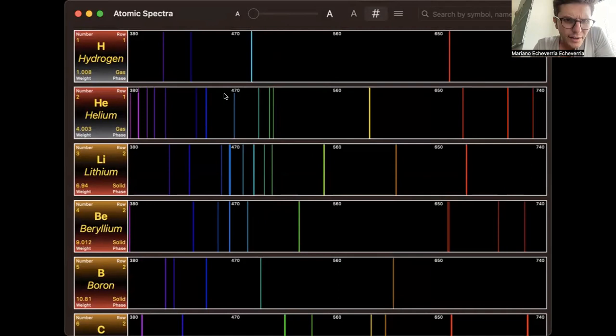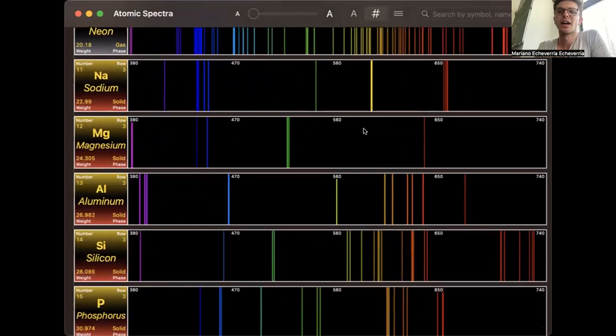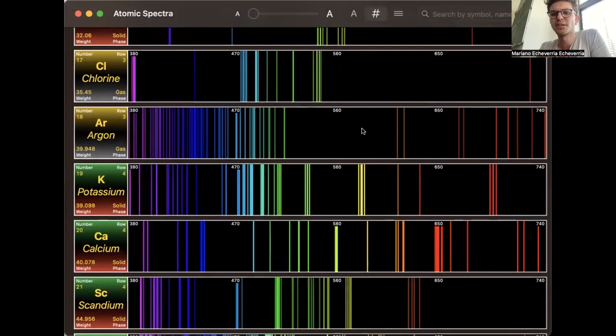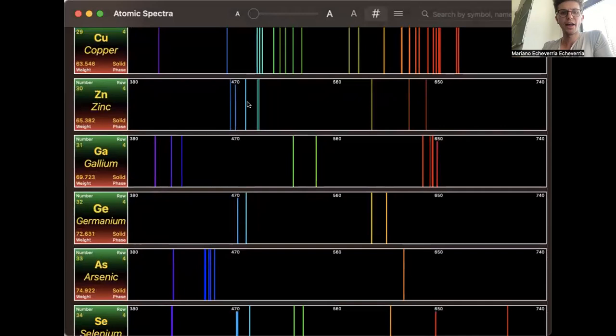I don't know if you can see the lines too clearly, but this is showing you what colors the atom or the element emits. The obvious thing to notice in these pictures is that every element only emits certain particular colors. Or in fact, instead of talking about colors, you can talk about the frequency or the wavelength of the light being emitted, and that's what these numbers correspond to. But the important thing is that every element emits certain specific values.